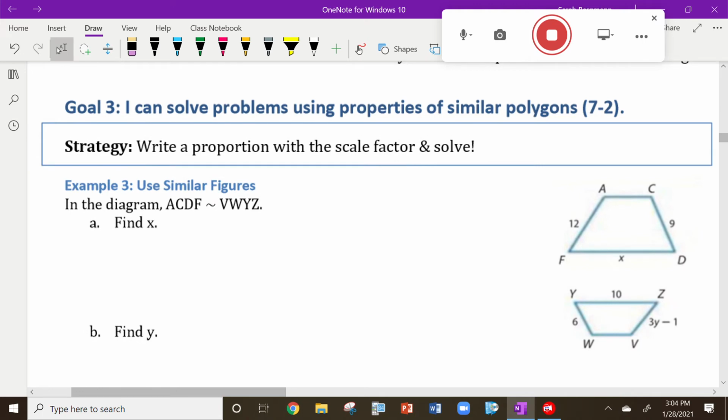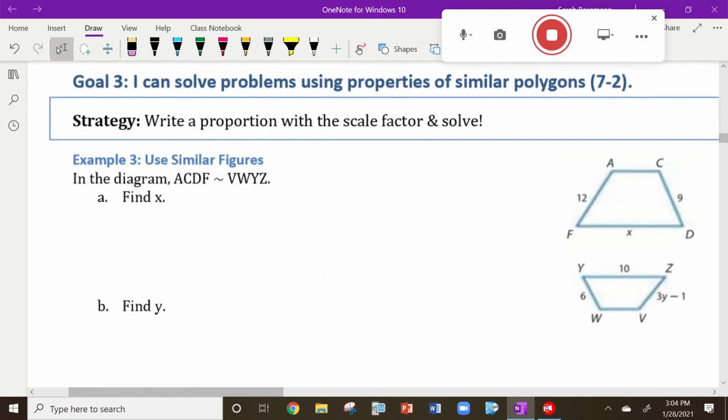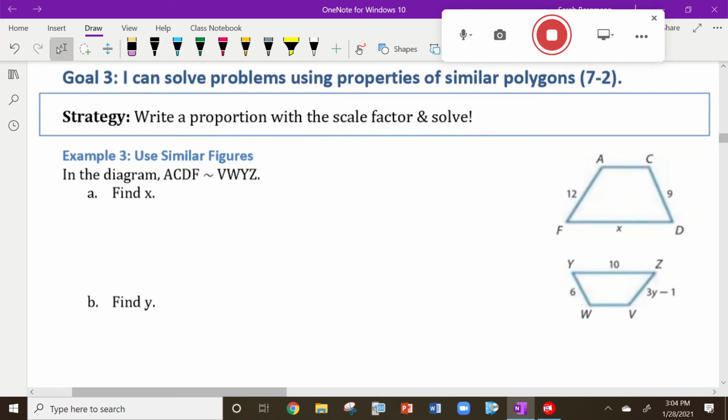Alright, now we're going to look at solving problems using similar polygons. So your strategy is to write a proportion with the scale factor and solve it. On this one, we are trying to find x. Looking at these figures and my similarity statement, I need to pick out a pair of corresponding sides that I know both lengths of. I see that I have CD corresponding to WY.